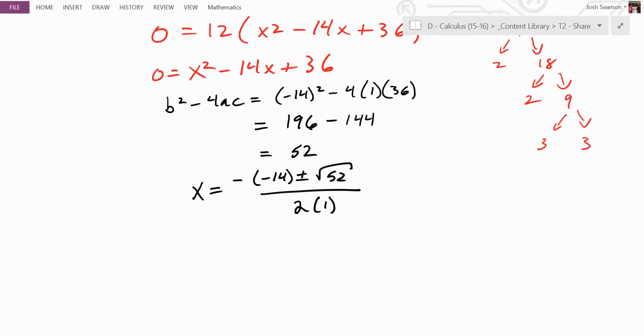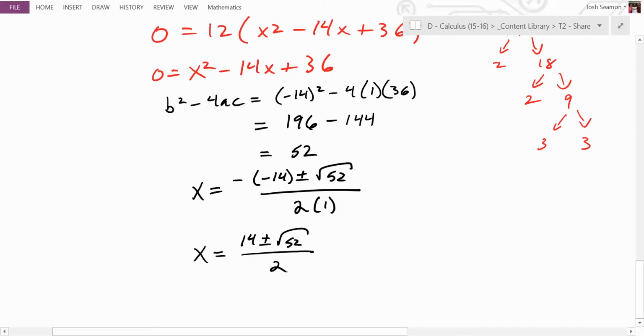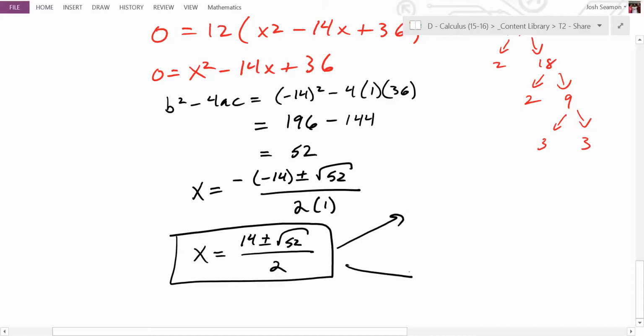So how many answers do we have here? 2. So we have x is equal to 14 plus or minus the square root of 52 over 2. At this point, you could use your calculator. Use your calculator and tell me what the 2 answers are to 3 decimal places. Everybody do that right now.